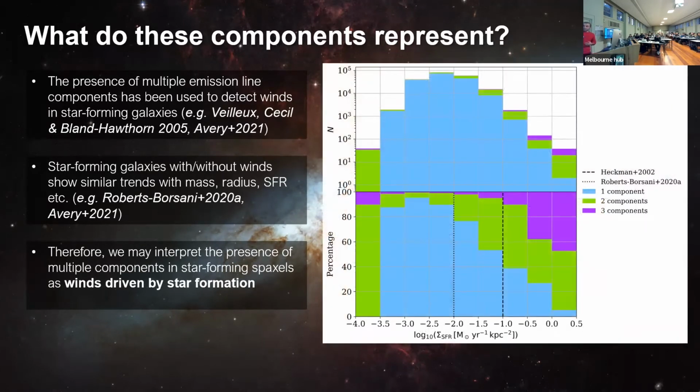And indeed, if we look at the fraction of spaxels containing 1, 2, or 3 components as a function of star formation rate surface density, there is a really clear increase, such that the spaxels with the highest star formation rate surface densities almost always have 2 or 3 components. And because we know that whether or not a star formation event will launch a wind is very, very dependent on the star formation rate surface density, we can then infer that the presence of multiple components is directly related to the presence of these winds.